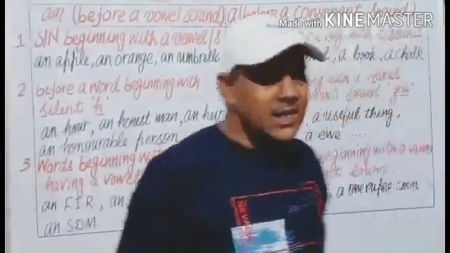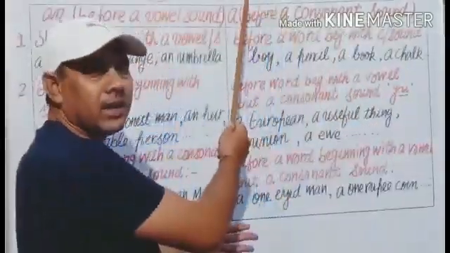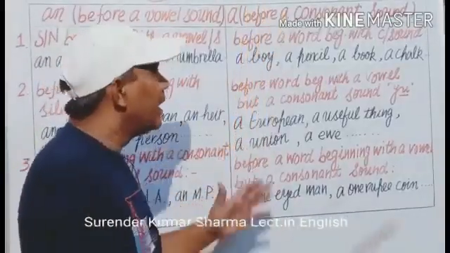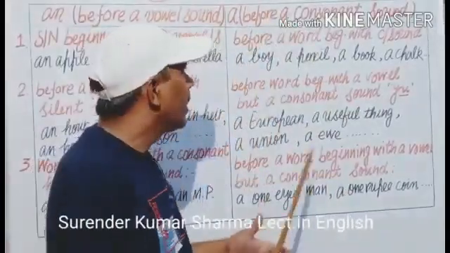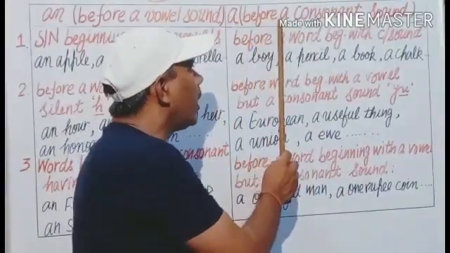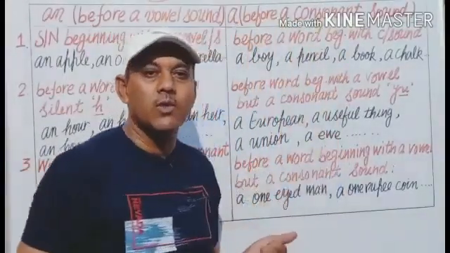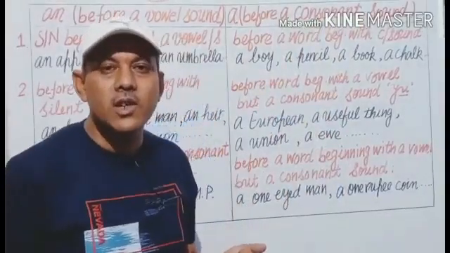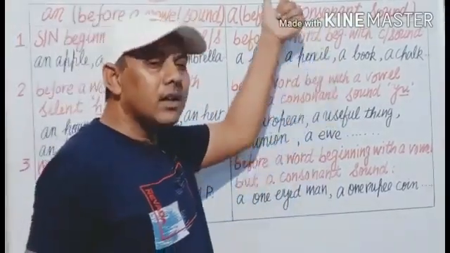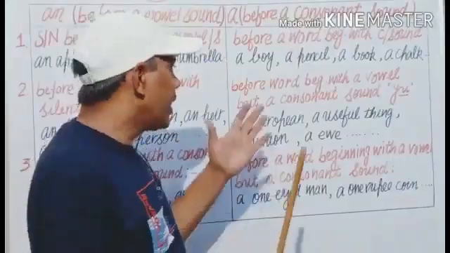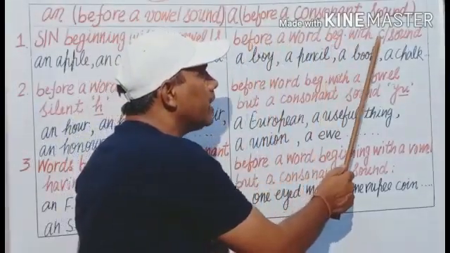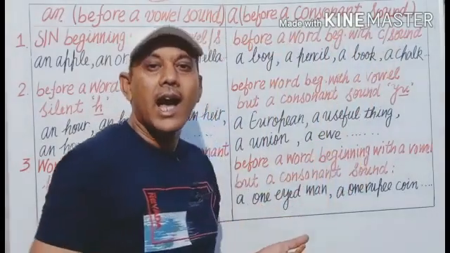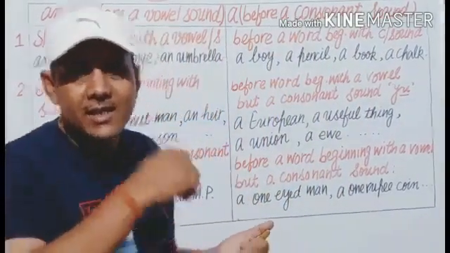And now let us take the example of a. What is a? Where do we use a as an article? A is used before a consonant sound. The words beginning with consonant sounds take a before them. For example, first of all, before a word beginning with a consonant sound as well as a consonant letter.